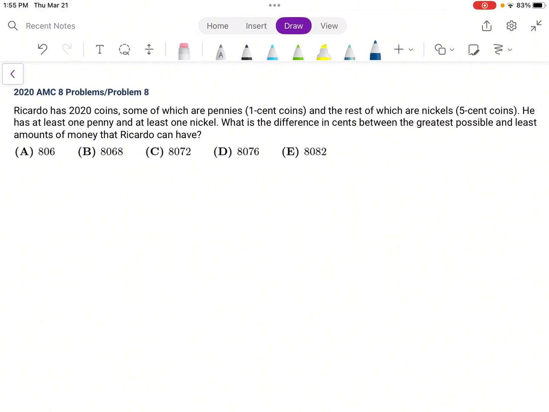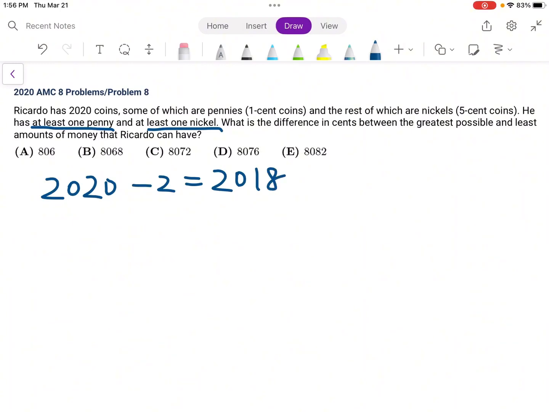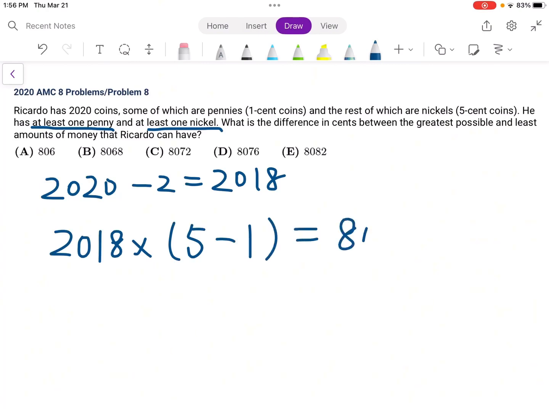Problem 8. Because he has 2020 coins in total, and there is at least 1 penny and at least 1 nickel, we can subtract these 2 coins, 1 penny and 1 nickel, from the 2020. That leaves us with 2018 coins to be either nickel or penny. If they are all nickels, then that's the greatest possible amount of money he can have. If the 2018 are all pennies, then that's the least amount of money he has. So the difference will be 2018 multiplied by (5 subtract 1), and that equals 8,072.